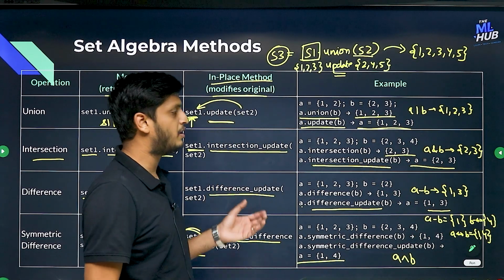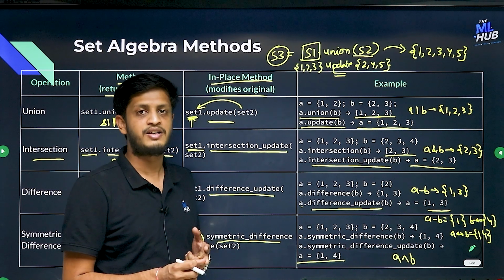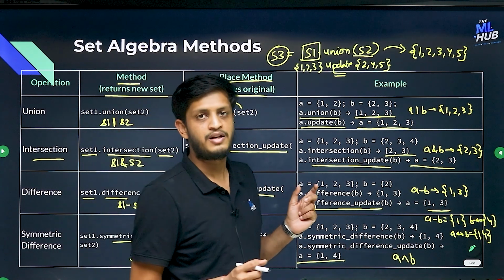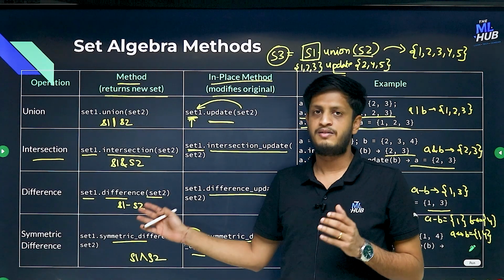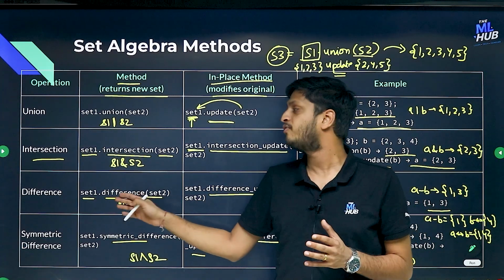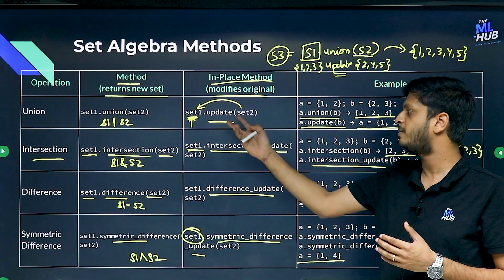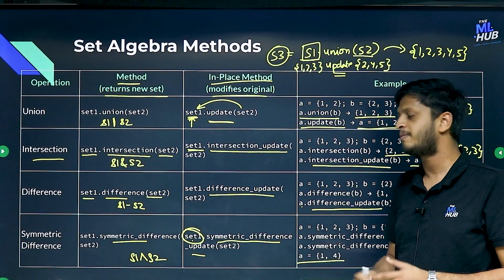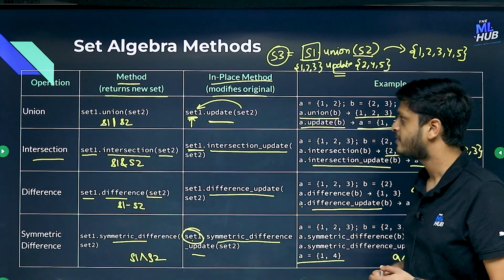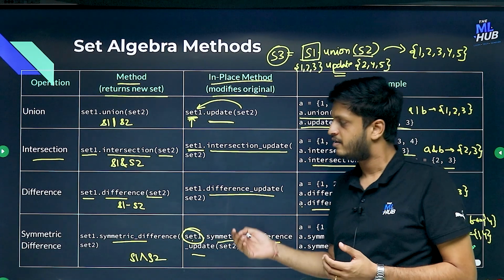So that is how you can calculate union, intersection, difference and symmetric difference using the functions as well. We have the bitwise operators as well that do the same thing. And if you want in-place updation, then you can use the update function, intersection_update, difference_update and symmetric_difference_update. So these are set algebra methods. Okay.